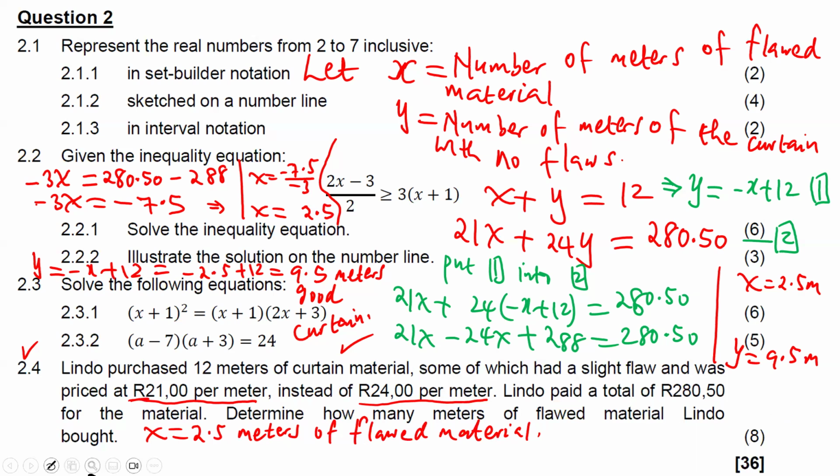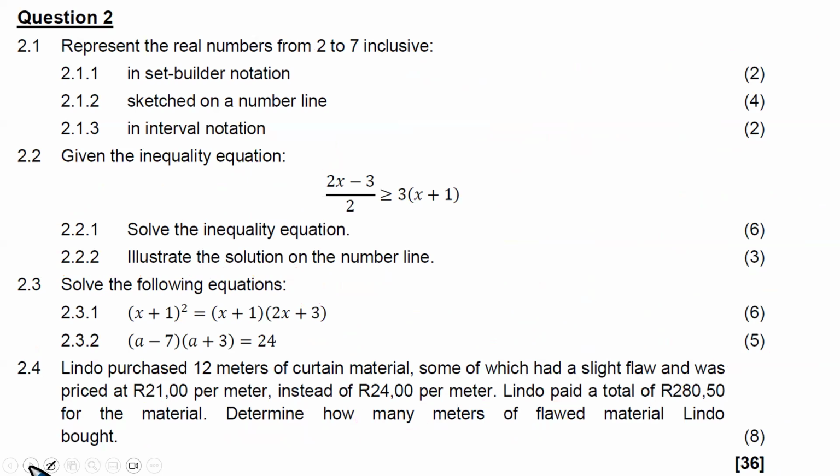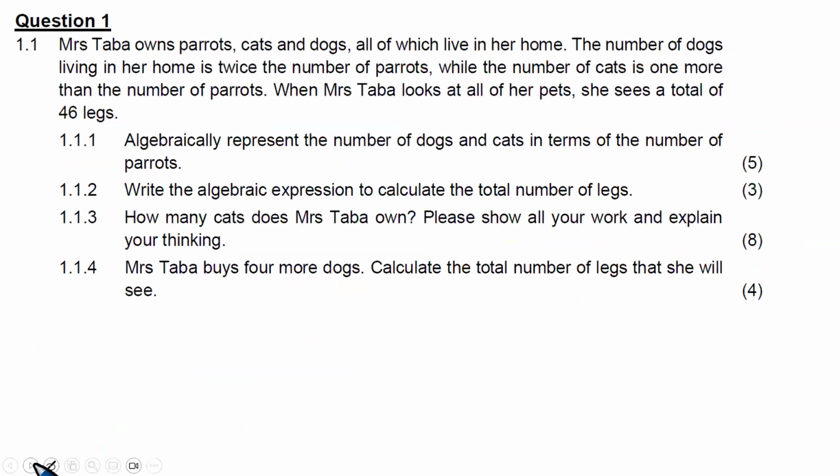Okay, we continue to the next problem. Let us move to the next story. The next story is about Mrs. Taba. Mrs. Taba owns parrots, cats, and dogs, all of which live in her home.